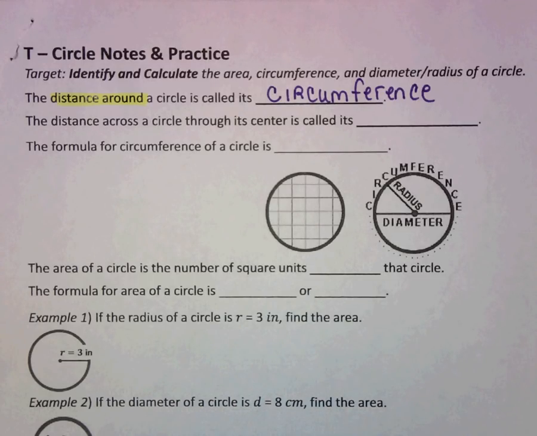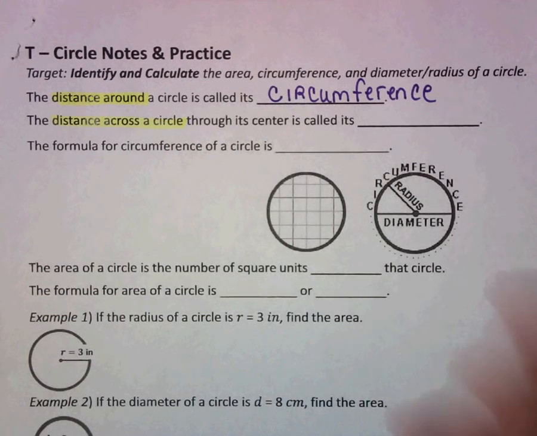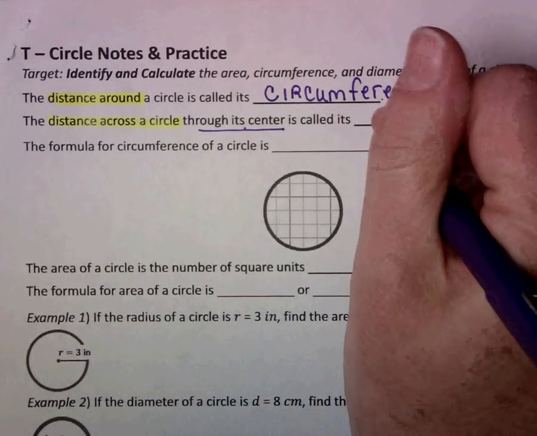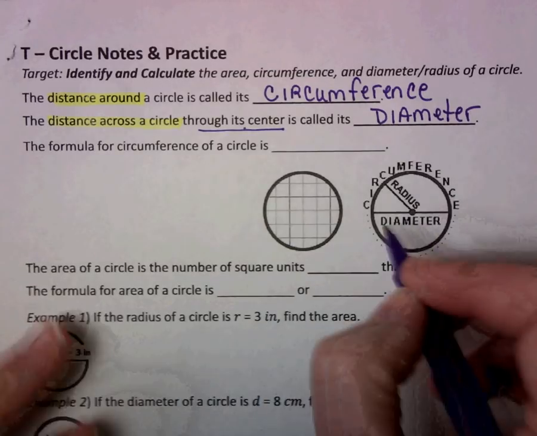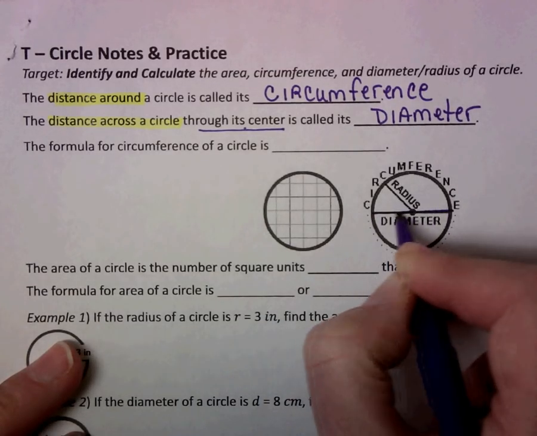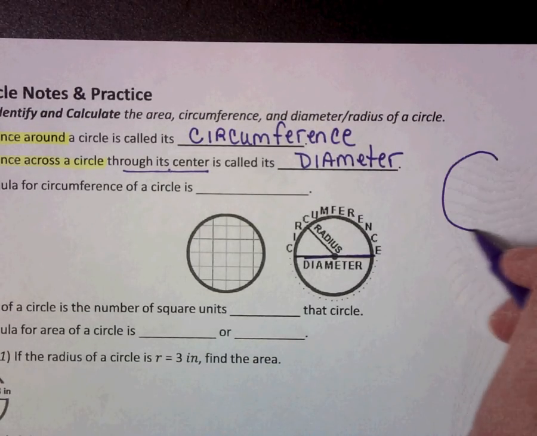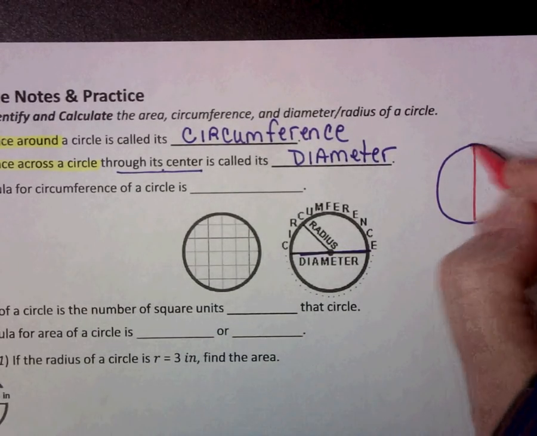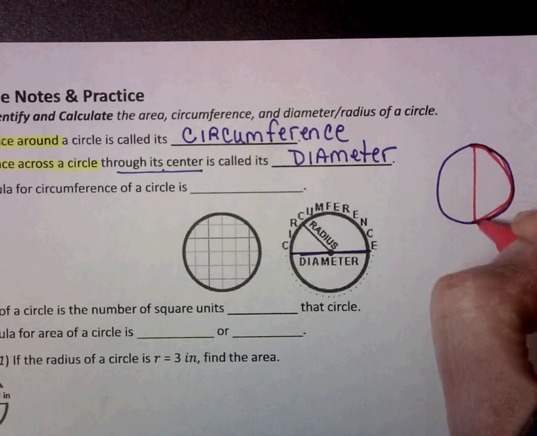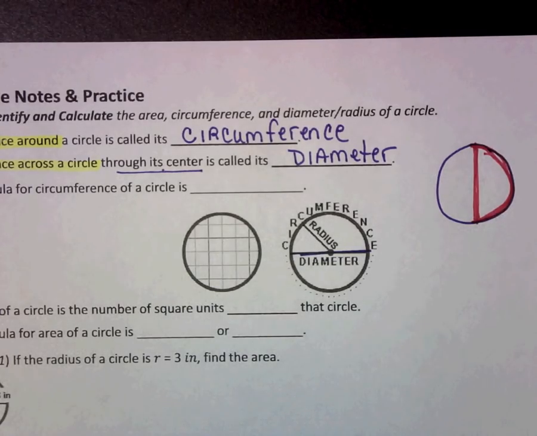Okay, and then we have something, the distance across a circle, so that would be all the way across through its center, is called its diameter. And so you'll see in the picture down below, the diameter goes all the way through. One thing somebody showed me recently, if you have trouble remembering, remember your diameter goes all the way through and it creates a D. So if it's not creating a nice uppercase D, then you're not given the diameter.